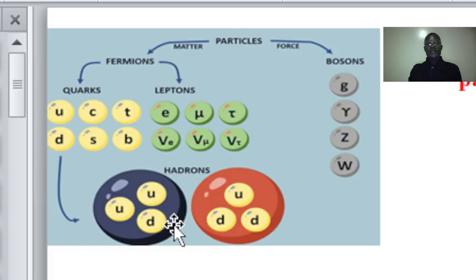Quarks are further combined into something called hadrons. The hadrons are composed of the proton and the neutron. The nucleon can as well be called a hadron. A hadron is a composition of protons and neutrons.